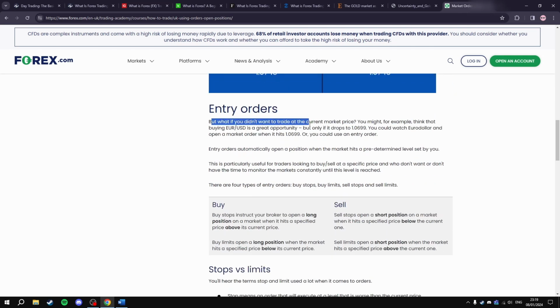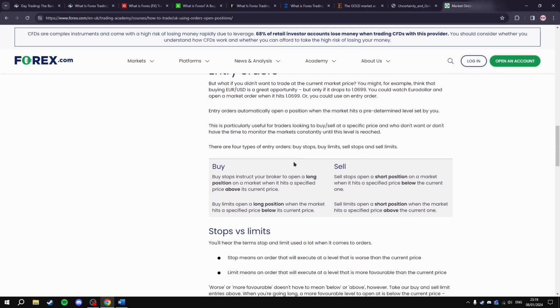Entry orders. But what if you didn't want to trade at the current market price? You might, for example, think that buying EUR/USD is a great opportunity, but only if it drops to 1.0699. You could watch EUR/USD and open a market order when it hits 1.0699, or you could use an entry order.